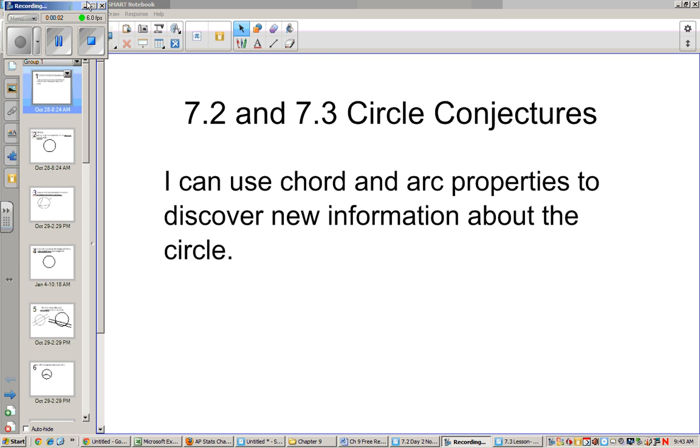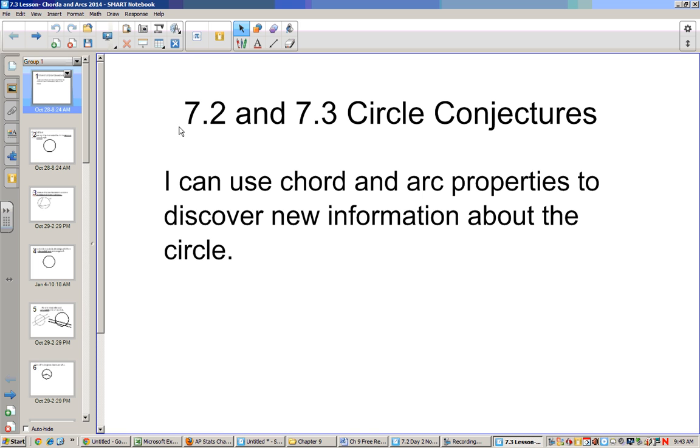Hello. Today we are going to be learning about some circle conjectures. By the end of the day, you should be able to say, I can use chord and arc properties to discover new information about our circle.